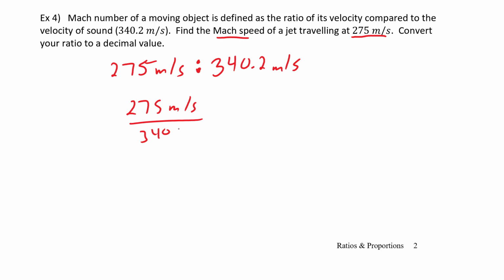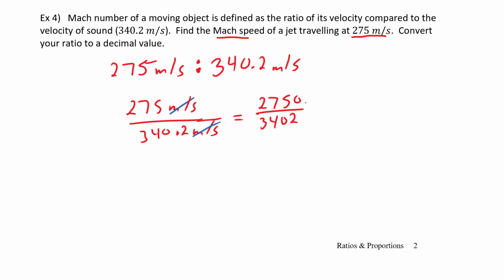275 meters per second divided by 340.2 meters per second. Once again, you can see the units are the same on the top and the bottom, so they cancel each other out. Now we have to get this down as a decimal value. What we're going to do is multiply the top and bottom by 10 to get rid of any of those decimals, that decimal on the bottom. One easy trick: you multiply by 10 if there's one decimal, and all of a sudden the decimals are all gone.